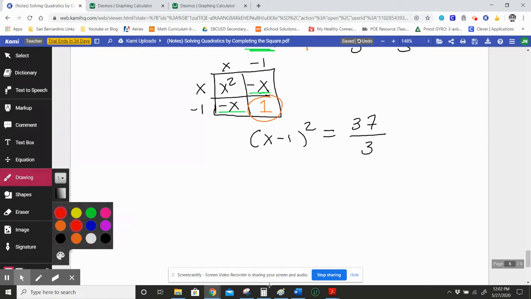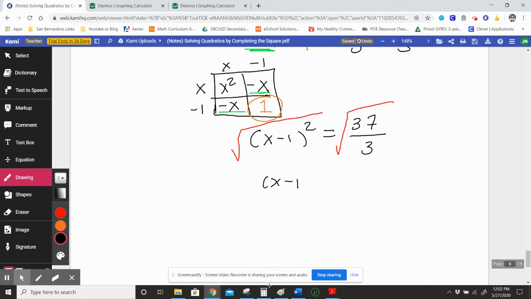Deal with it. So take the square root of this side. Take the square root of this side. I'm left with x minus 1. Oh, x minus 1 by itself. Great. So x minus 1, because the square went away, is equal to the plus or minus the square root of 37 divided by 3. Square root of the whole thing.